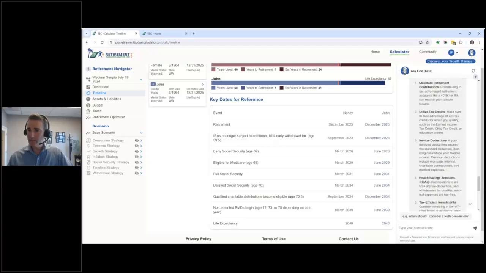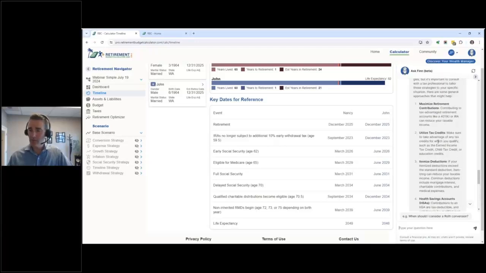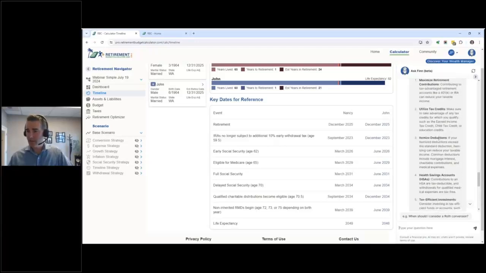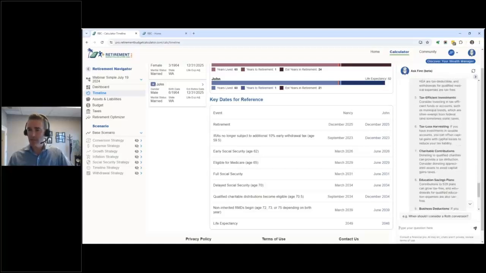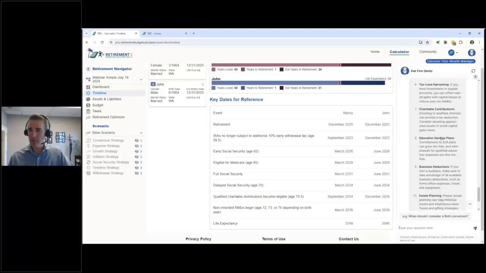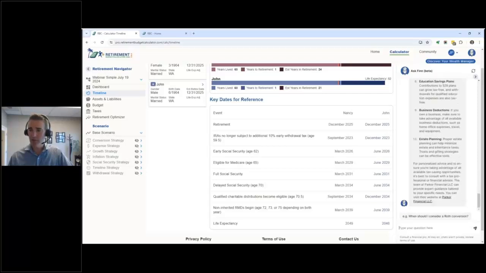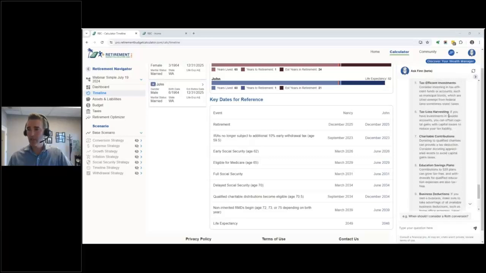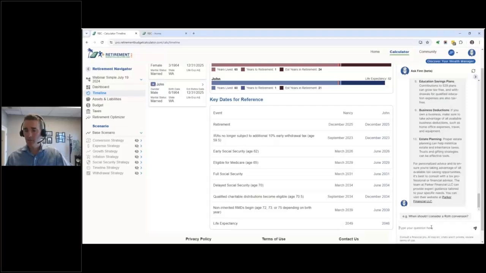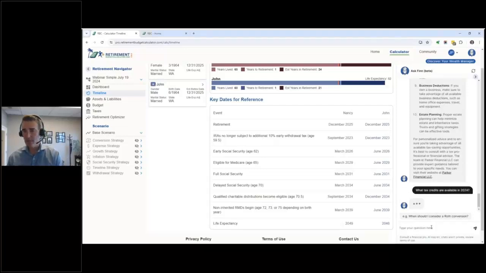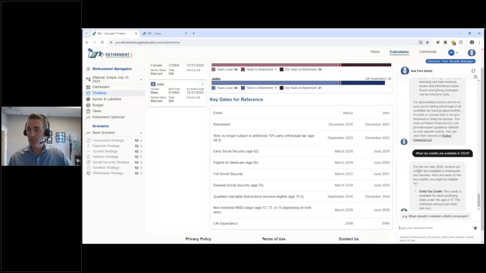And he says: maximize retirement contributions, utilize tax credits, itemize deductions, consider health savings accounts, tax-efficient investments, tax loss harvesting, charitable donations, educational savings plans, business deductions, estate planning. And so then what I want you to think about is, after you ask a question, I want you to go a little bit deeper. So up here, you notice he talked about utilize tax credits. So then we'll follow up with another question and say, what tax credits are available in 2024?